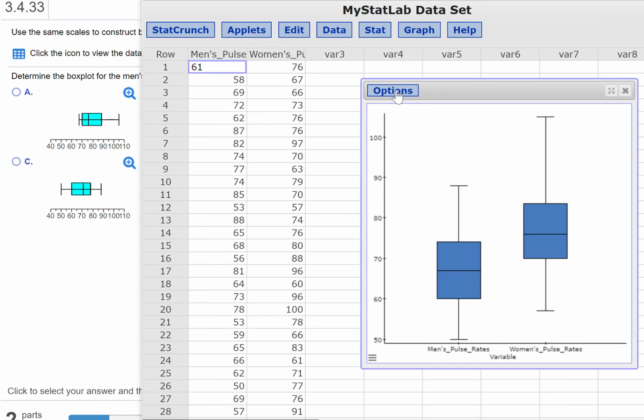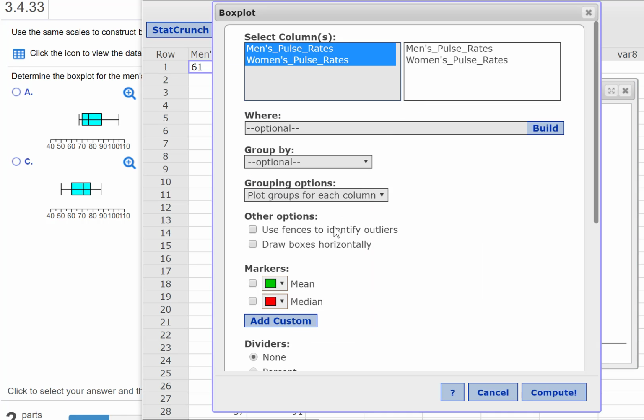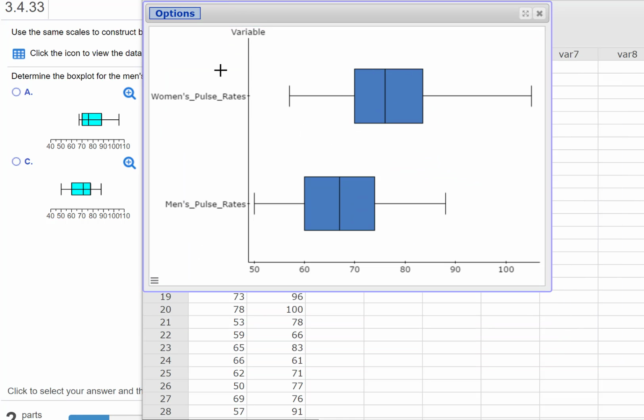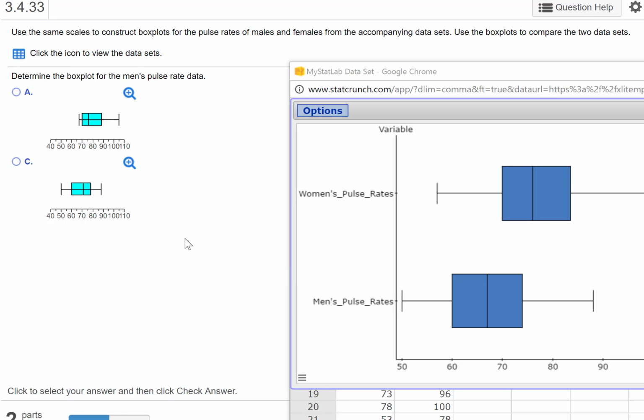So I'm going to go ahead and flip them around. I forgot to do that. We can go to Edit and draw them horizontally. This is a much clearer picture of whose pulse rates are higher. I don't know why they didn't do that here, but they didn't. So anyway, here are the women's, and here are the men's. And now we just have to discern which one we're going to select.